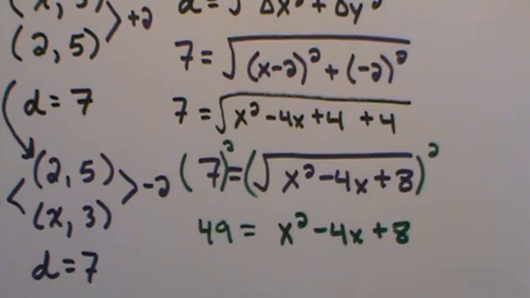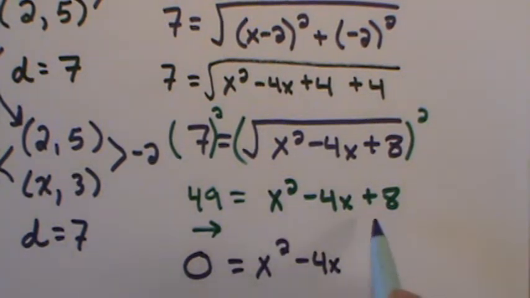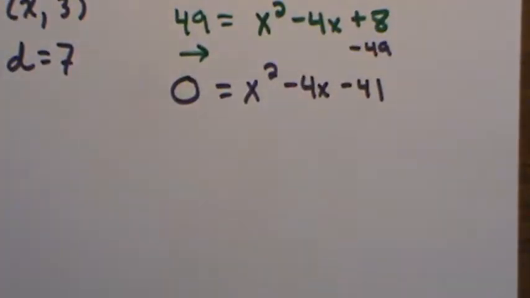And this actually leads us to a new idea. It's built off of an old one. I need to zero this out. So I'm going to move the 49 over. As I move that 49 over, I get 0 equaling x squared minus 4x. Now it comes over as a negative 49. 8 minus 49 is negative 41. I'm pretty sure that I can't factor that just using our traditional methods. So I want to show you a little bit of a cheat.